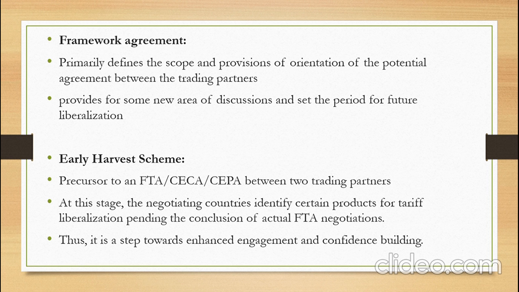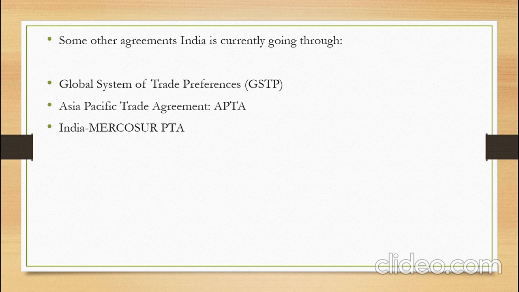So these are all the terms and agreements that you would like to know at the current point of time. However, there are certain more agreements that India is currently going through, which are the Global System of Trade Preferences, the Asia Pacific Trade Agreement, and the India Mercosur PTA. These agreements are not much prevalent right now, but as and when we progress, if there is a need, we will be discussing them.